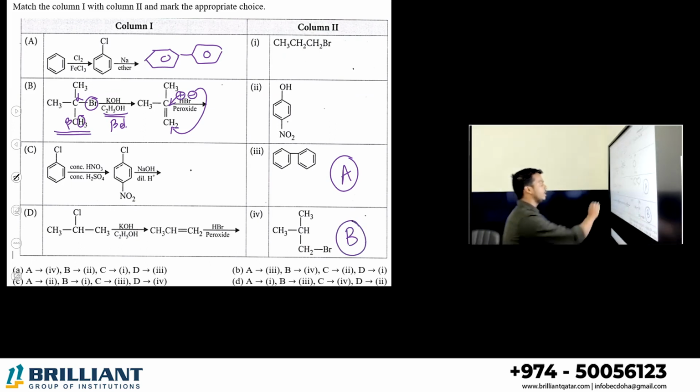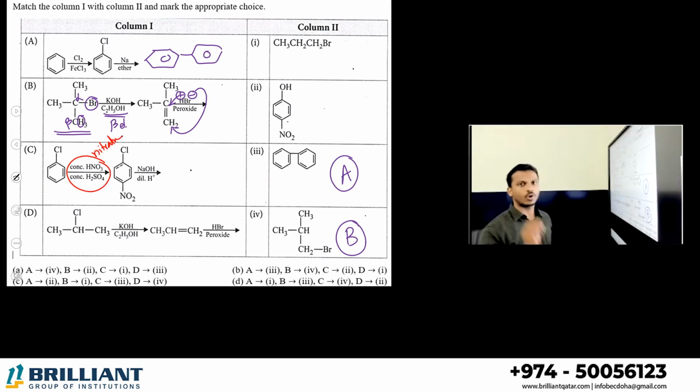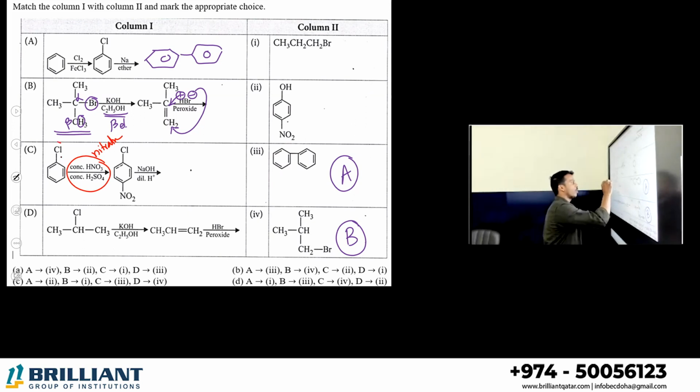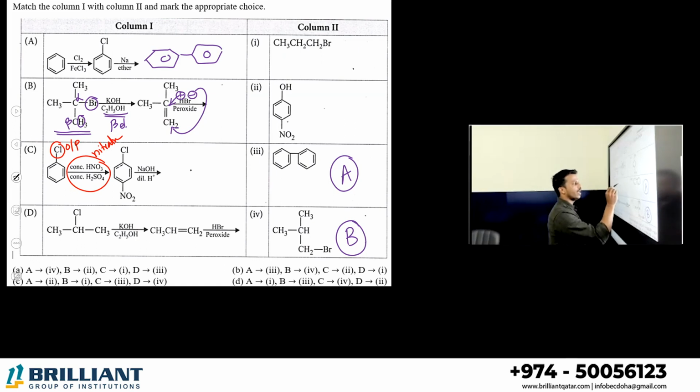What about compound number C? Chlorobenzene treating with concentrated nitric acid and concentrated sulfuric acid. This is nitrating mixture, nitration. You know, halogens on benzene ring act as ortho-para directing group. Major product is para, so we are getting para-nitrochlorobenzene. Treating with NaOH and dilute H plus.